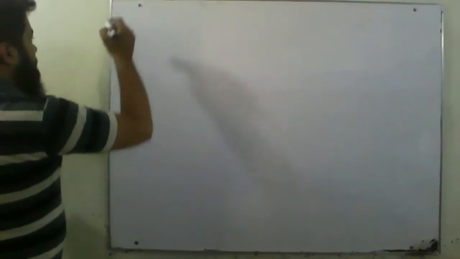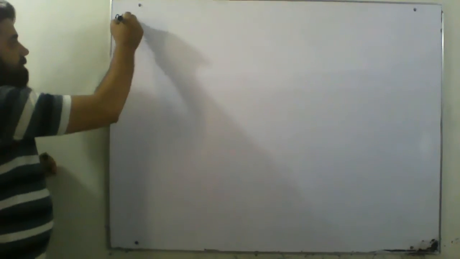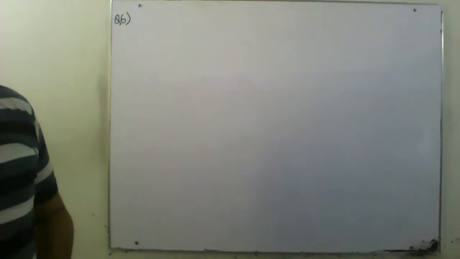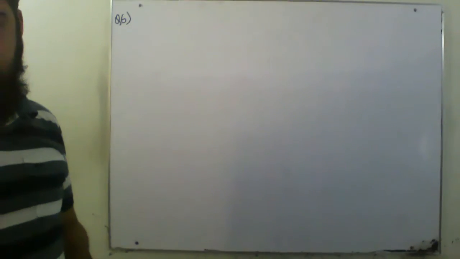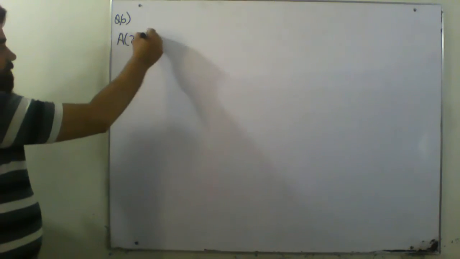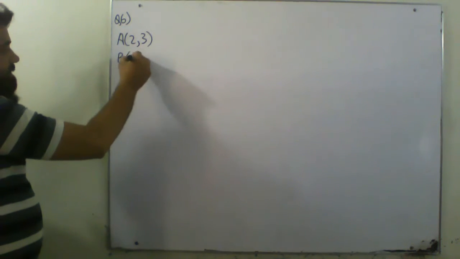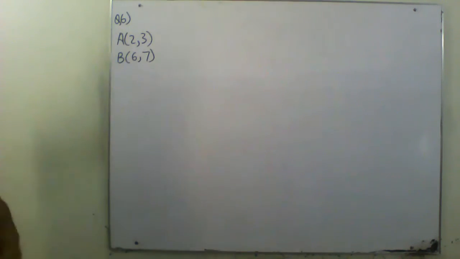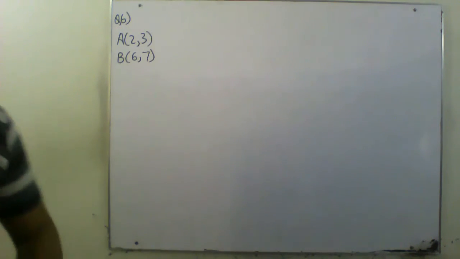Now, question number 6, all of you. In question number 6, they are giving us A (2, 3) and B (6, 7). The first coordinate is A (2, 3) and the second is B (6, 7). This is given to us.